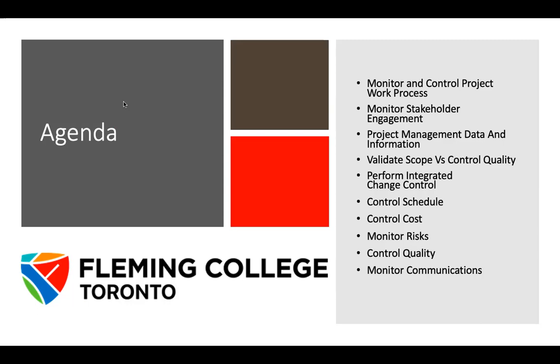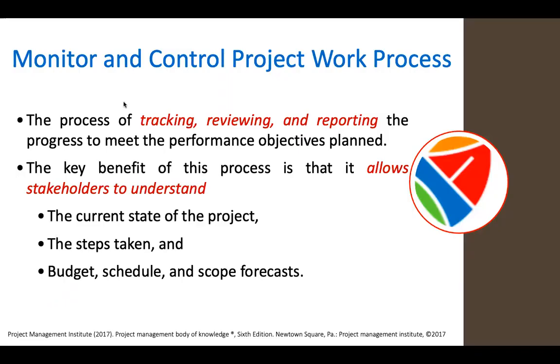Now, if we talk about the first process, which is monitor and control project work process, let's see what is inside it. So basically, the process of tracking, reviewing, and reporting progress to meet the performance objective as per the plan.